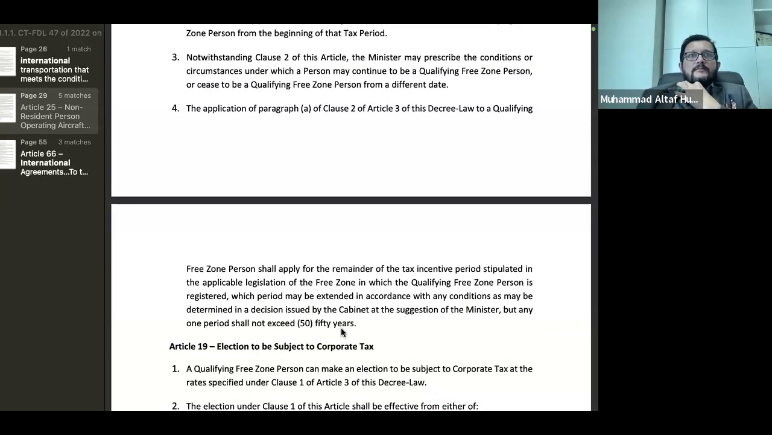Beyond that, the person will not be able to enjoy qualifying free zone person status, right? So that's a general thing. And I think this 50-year period was given because of the previous actions taken when they were opening all those free zones, where within the constitution of the free zone it was written that for 50 years there will be no tax. So just to honor that, this 50-year thing has been put in place.